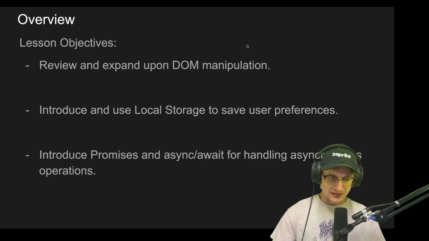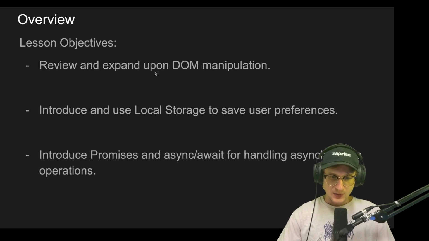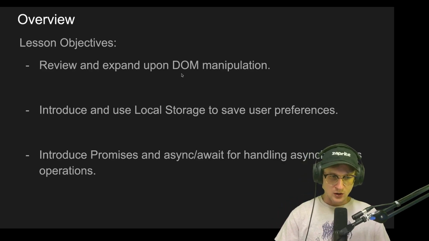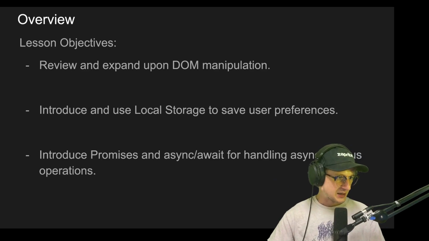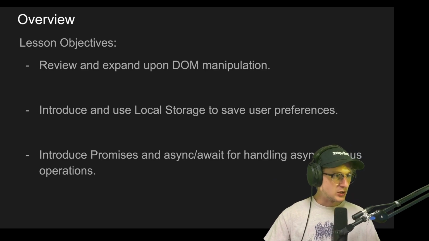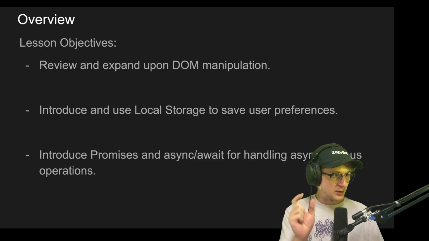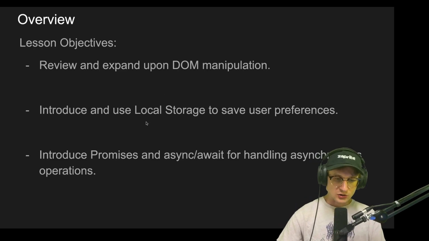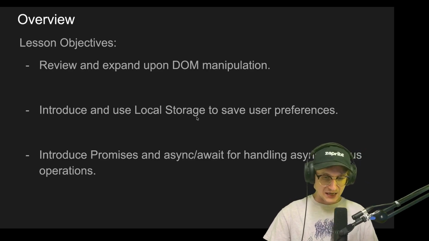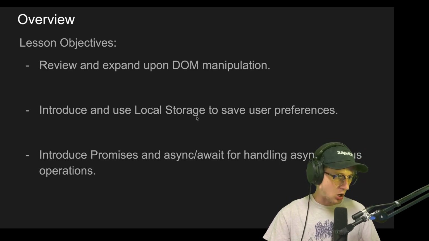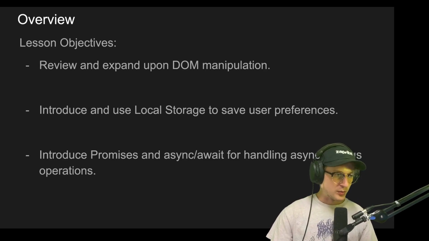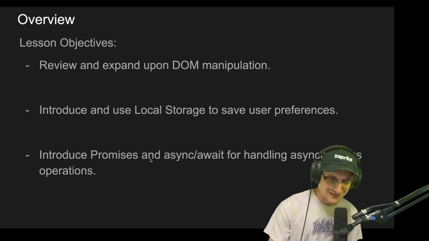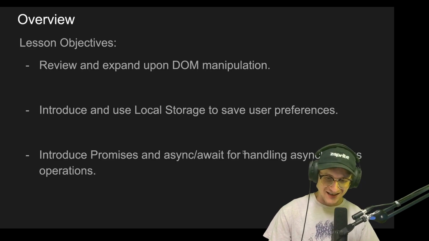Okay, so lesson objectives today. We're going to review DOM manipulation. We're actually not really going to expand upon it. We're just going to look over what we did in the last lesson and remember how we were able to use JavaScript through the DOM to manipulate the HTML elements that we already had in place. We're going to introduce something called local storage to save user preferences. This is a very useful, common tool that you'll use when building websites and web apps. And then we're going to introduce promises and async await for handling asynchronous operations.